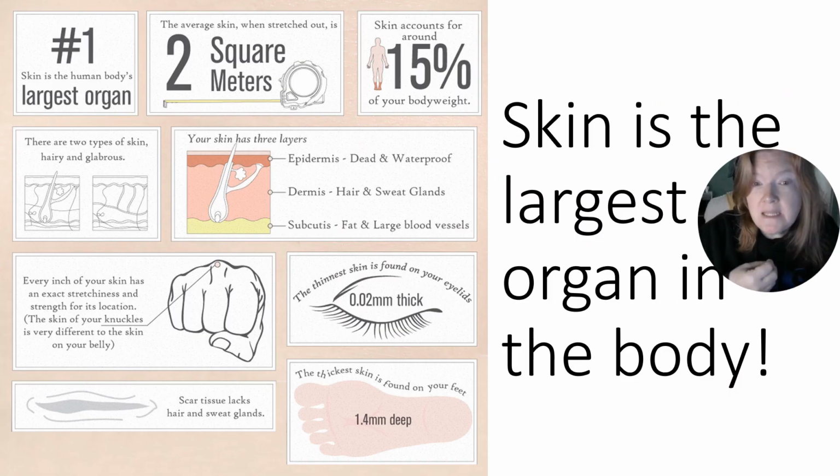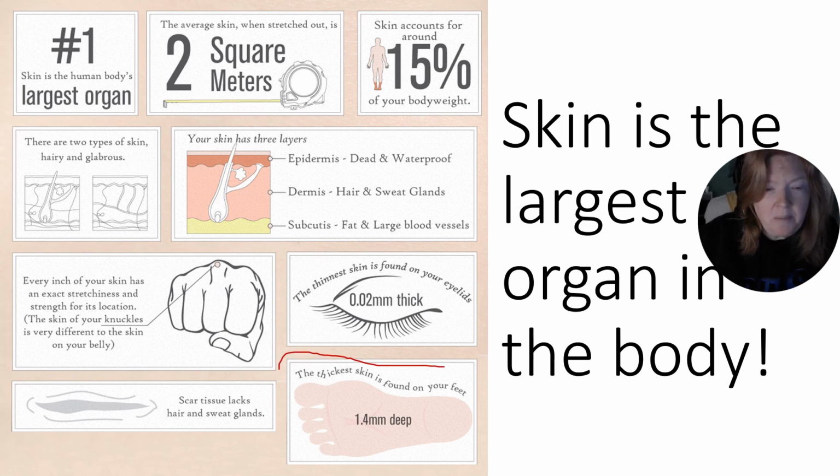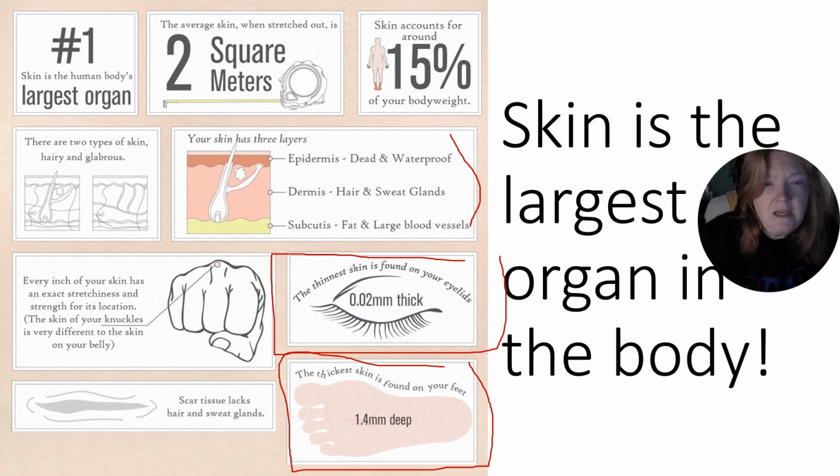So skin is the largest organ in the body. And here are some interesting facts about the integumentary system. A couple: where you find your thickest skin, where you find your thinnest skin. Right here are the layers. It's literally about 15% of your body weight. So if you weigh 100 pounds, you have about 15 pounds of skin.